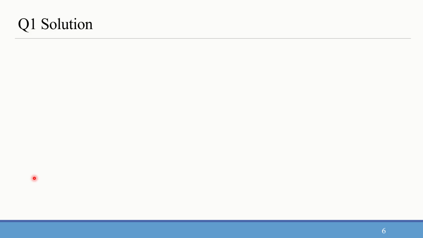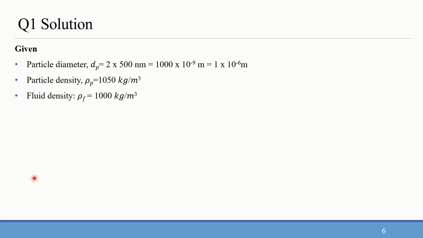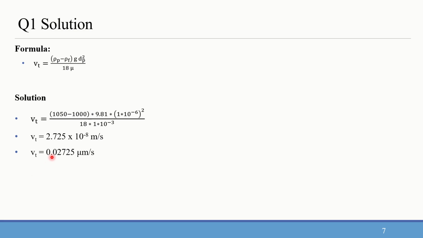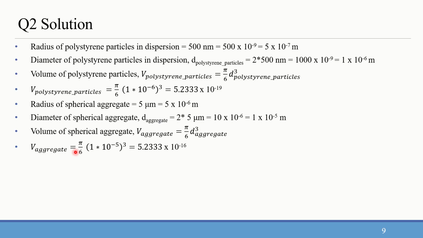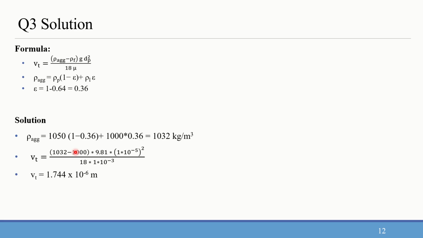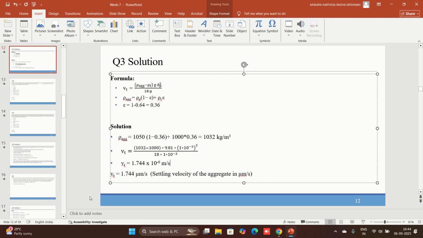The first problem which we talked about in today's class asked us to find the aggregate, and firstly to find the settling velocity of the polystyrene particles. So the settling velocity of the polystyrene particles is 0.02725 micrometer per second. Whereas the same, when made into the aggregate, what was the settling velocity? 1.744 into 10 power minus 6 meter per second, or 1.744 micrometer per second.